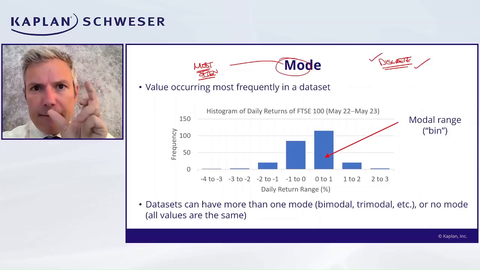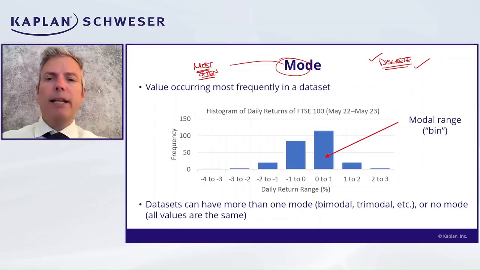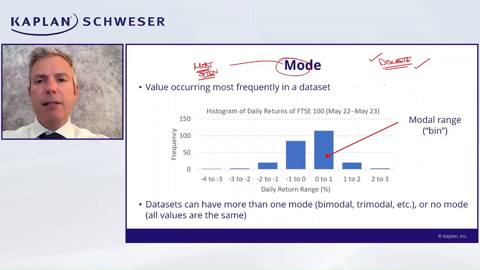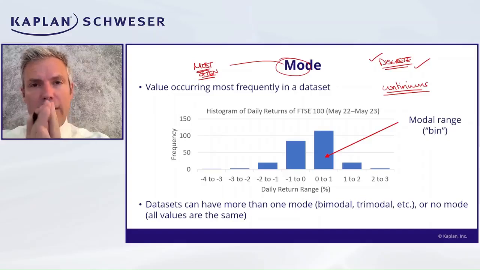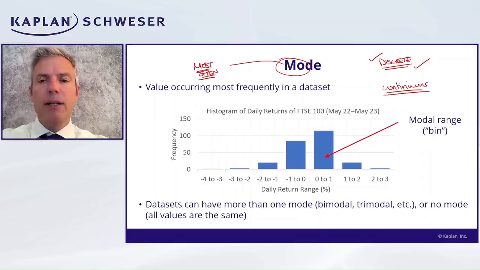But what about if we measured feet in centimeters or millimeters or nanometers? That's more like continuous data, isn't it? With continuous data, we don't really have discrete single observations that happen more than once. We don't have individual observations that happen more than once.